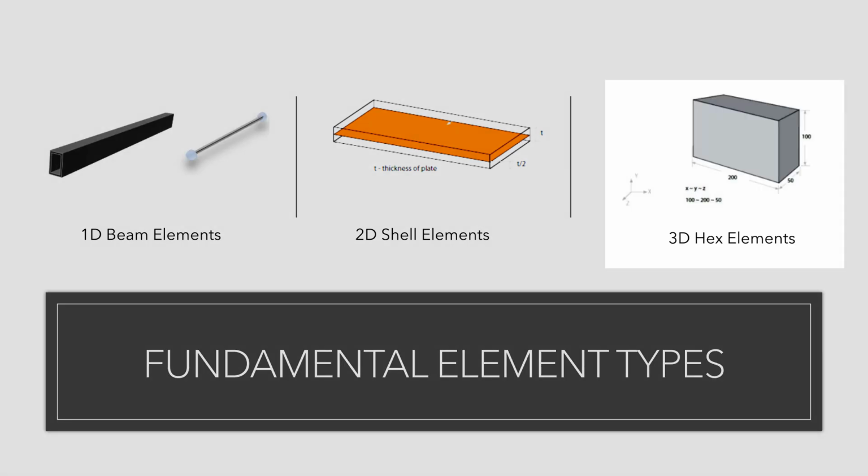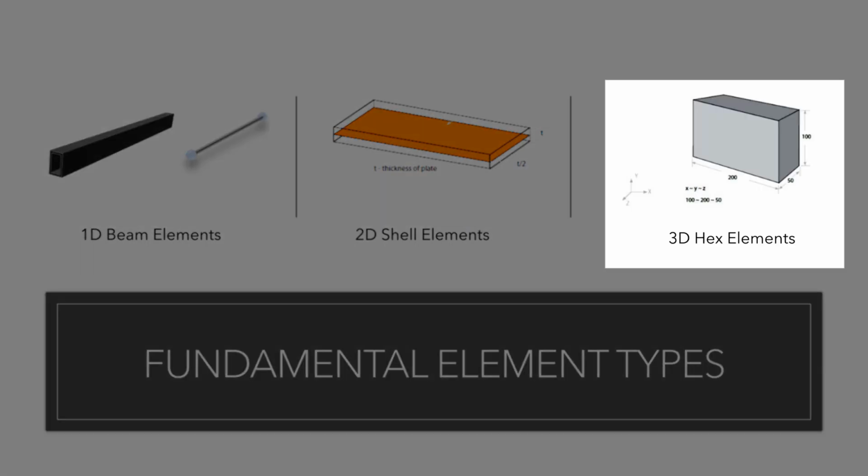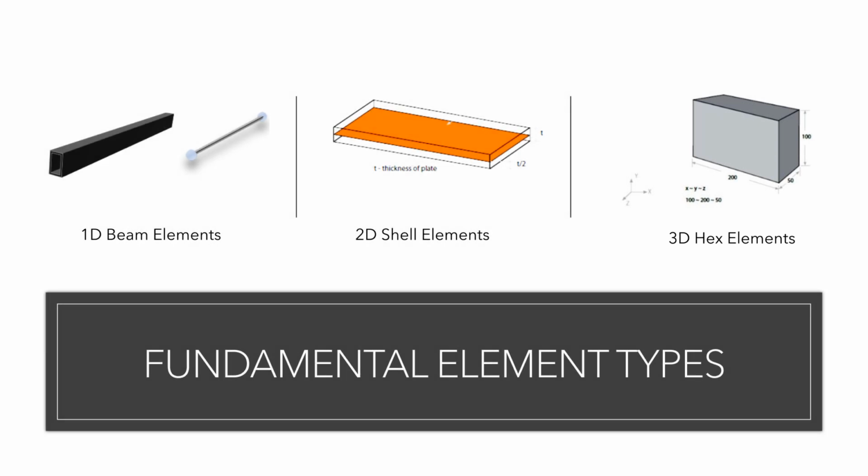The third one is the 3D hex or brick element. This is used to model geometry that has a comparable dimension in all ranges of X, Y, and Z. We will use these three element types to model most of the man-made objects. So make sure you are familiar with these three elements, as it will provide you with a strong foundation in FEA.